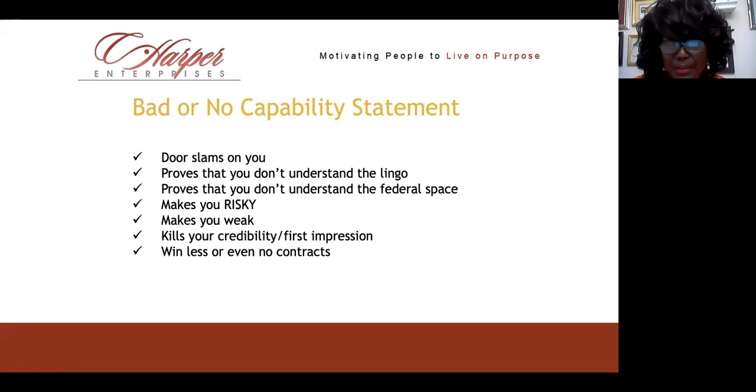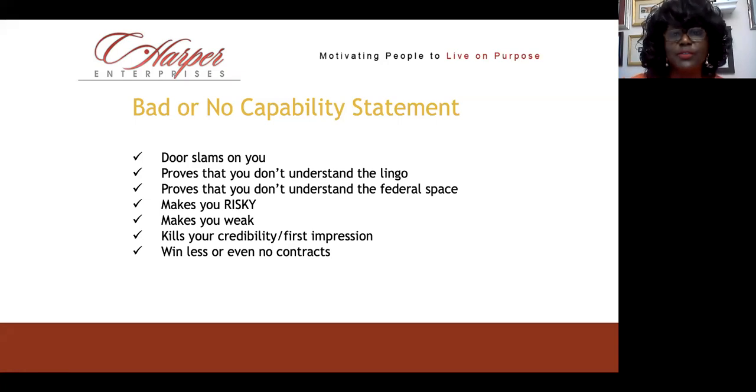Bad or no capability statement? Let's talk about that. It definitely slams the door on you. It'll prove to them that you do not understand the lingo, and it proves that you don't understand how the federal market works. It makes you look risky as well as weak. And it's your first impression, so it kills your credibility.